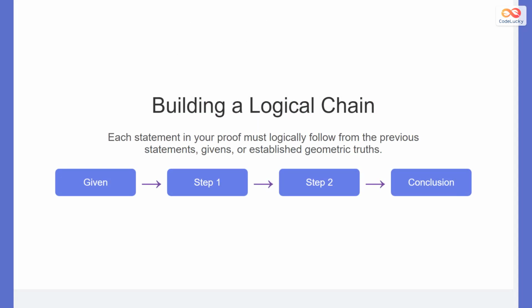A proof is like a chain. Each statement must connect logically to what came before it. You start with your given information and build upon it, step by step, using established definitions, postulates, and theorems, until you arrive at your final conclusion.